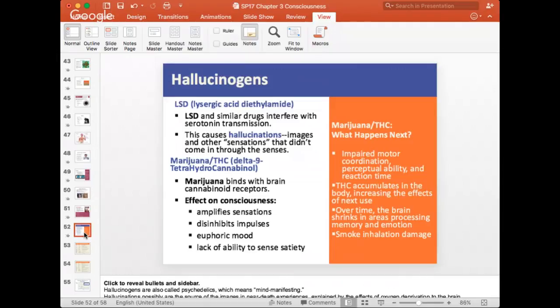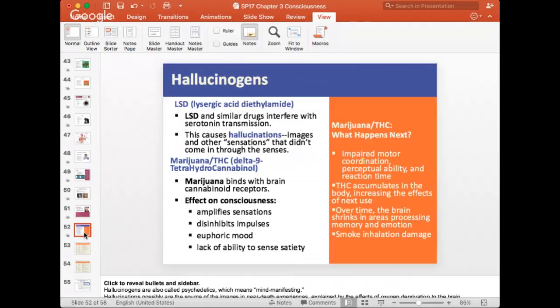That THC, when it binds to your brain receptors, what it's doing is amplifying your sensations, taking away your impulses, creating this euphoric mood. It's sort of like a dome. It creates like a waxy little dome in your brain that totally alters your thoughts and your perceptions and how things are actually happening.